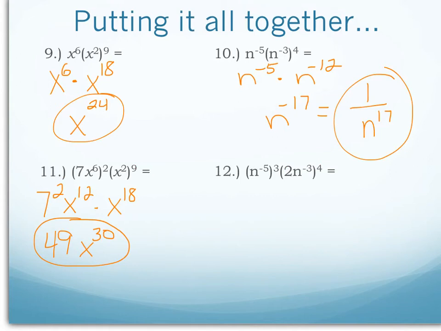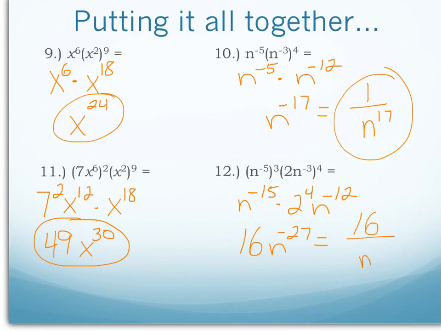And finally, number 12. Clearing parentheses, we have n to the negative 15th times 2 to the 4th, n to the negative 12th. 2 to the 4th is 16. And then add your exponents on the n's. We get n to the negative 27. Can't leave a negative exponent in our final answer, so let's rewrite this as 16 over n to the positive 27th. Okay, now go ahead and try the Power Rule for Exponents practice worksheet.